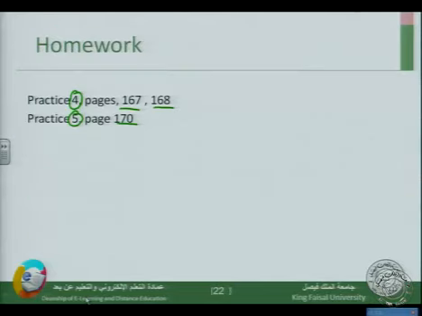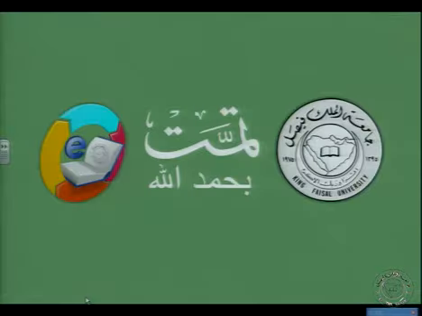Hopefully you have enjoyed the class. It's very important to memorize and to understand the use of these coordinators. Thank you so much.